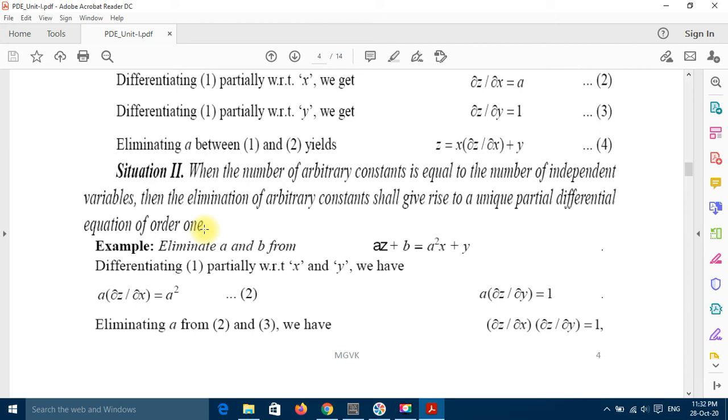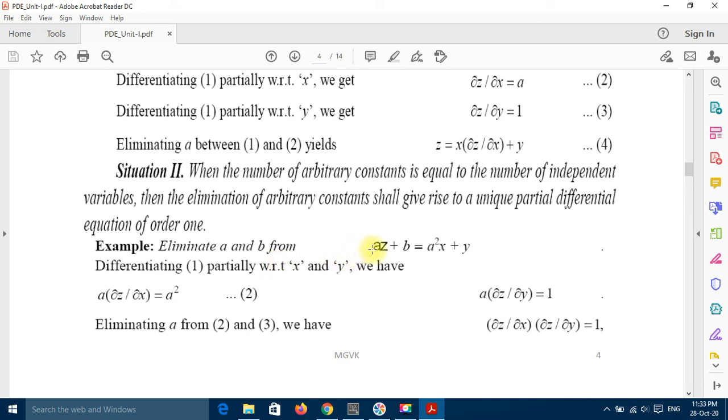if we find the partial differential equation corresponding to the given function, then that will be a unique partial differential equation. Now our example is: eliminate a and b from az plus b is equal to a square x plus y.